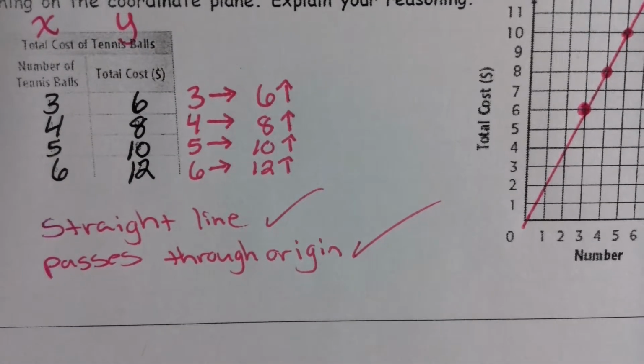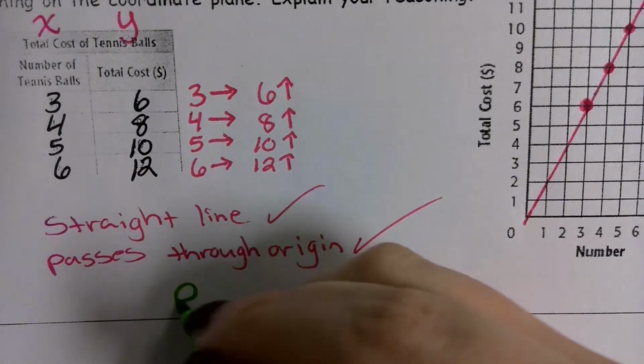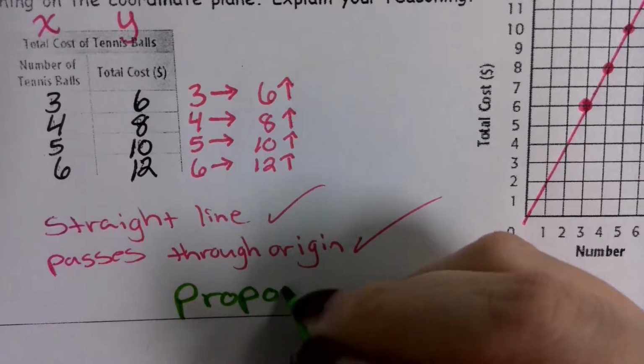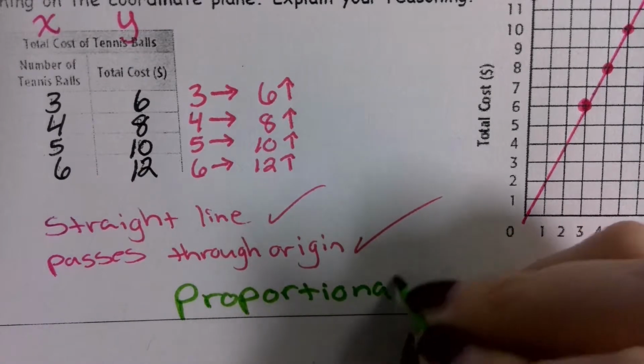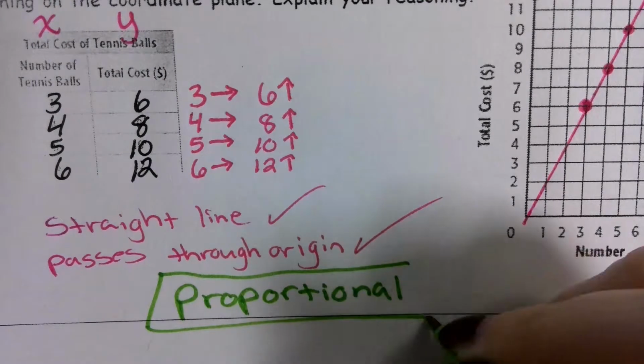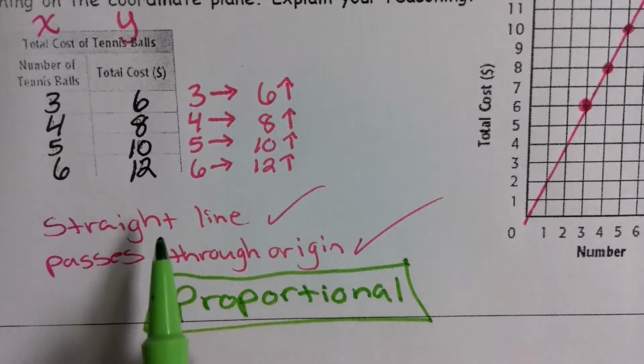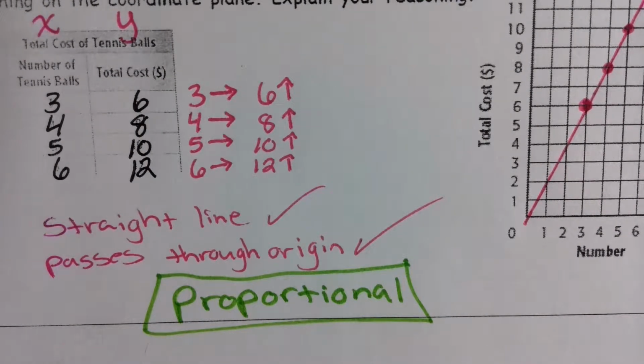So I can go ahead and check off that that is true. Because both of these criteria are able to be checked off, this means it is a proportional relationship. It has to be a straight line. It has to go through the origin. If it's a straight line and it does not go through the origin, it's not proportional. If it goes through the origin and it's not a straight line, it's not proportional. It has to check off on both in order for proportionality to exist. Is that clear? All right.